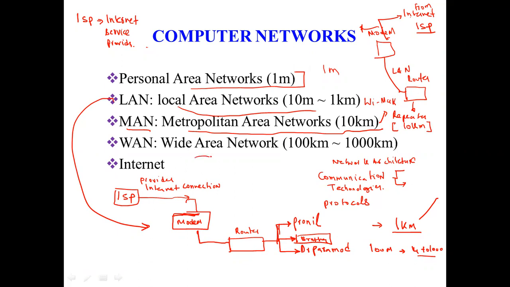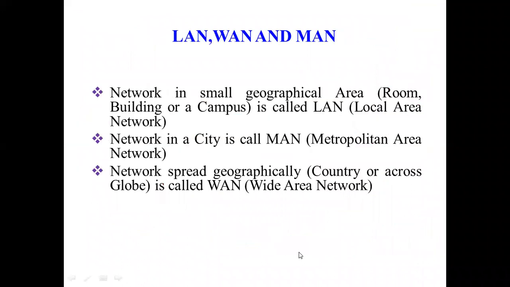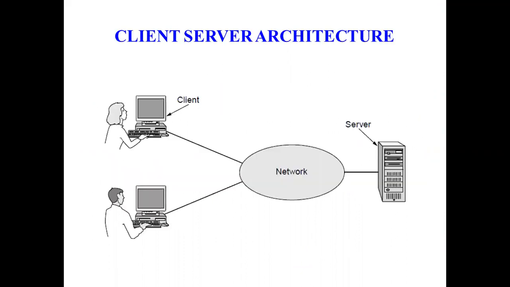Then there is the wide area network, whose speed would be maximum. If you open that book I have sent you, there you can check the network speed. So LAN again is like a room, building, or campus. Local area network, and a network in a city is called MAN. A network across the globe is called the wide area network.